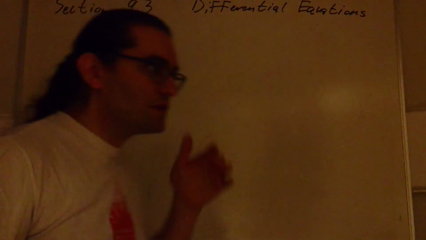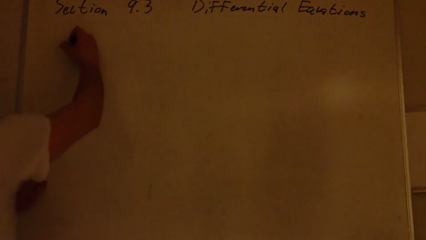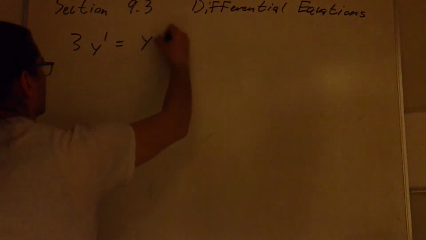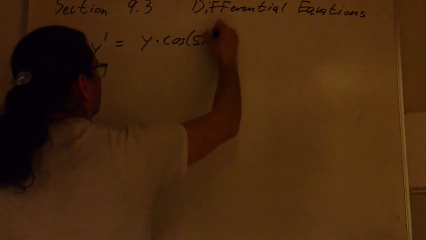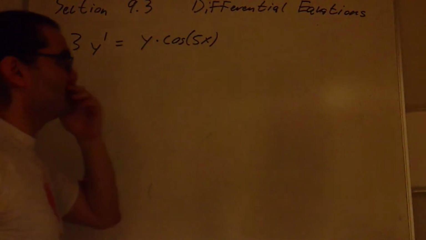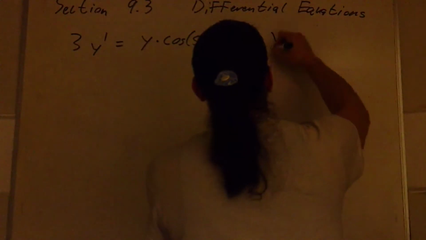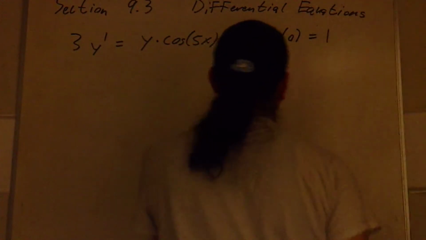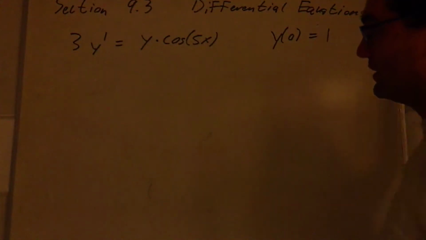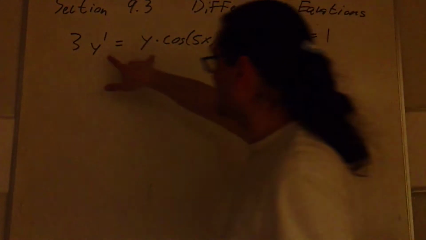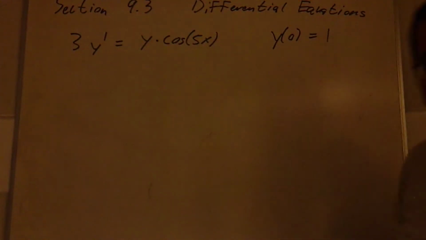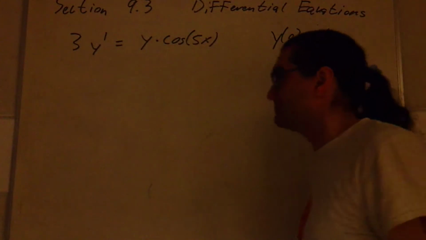The example that I want to do is 3y prime equals y times the cosine of 5x. And this problem has an initial condition. It is y of 0 equals 1. So this is going to be a full example. We're going to work with this to find a general solution. Then we're going to plug in our initial condition to get a particular solution. Then we're going to verify our answer.